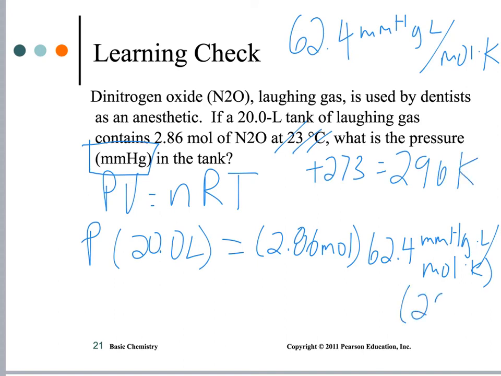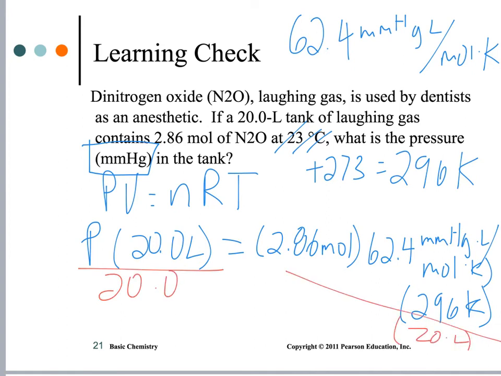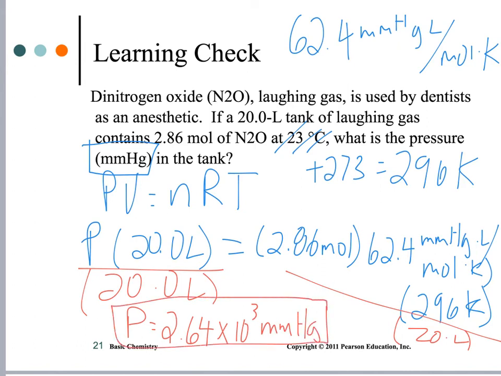Again, all you're doing for all these problems is just plugging things in. So 296 Kelvin. So I got to divide this side by 20.0 liter. Divide this side by 20.0 liter, and I get my pressure to be 2.64 times 10 to the third millimeters of mercury. I'm going to box my answer because I'm a good student. Now take a second to digest what I just did. All I'm doing again is plugging in all the numbers that I have from the data. Go back up here. Here's my pressure. Here's my mole.